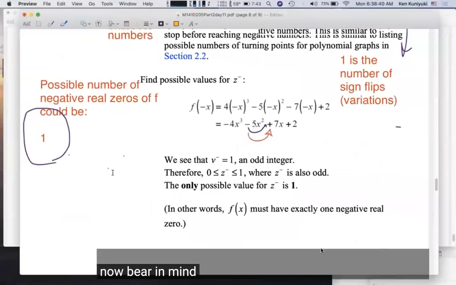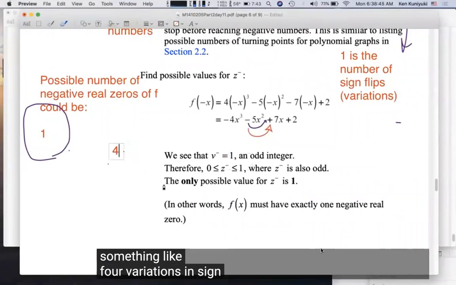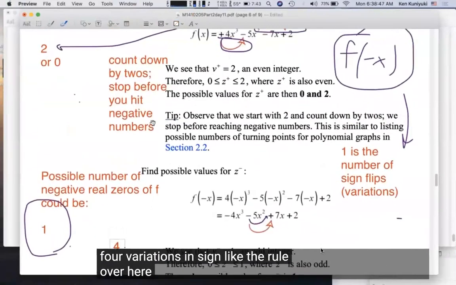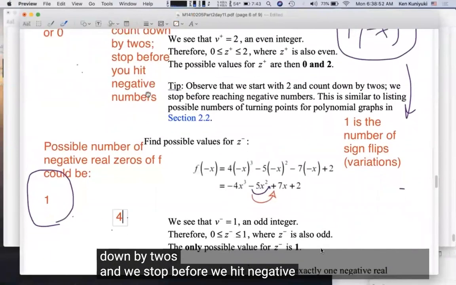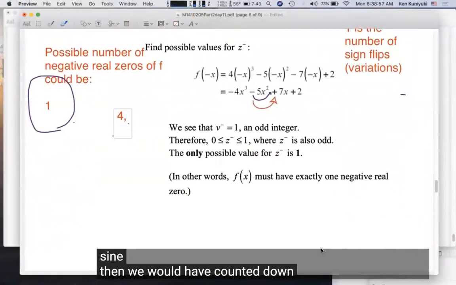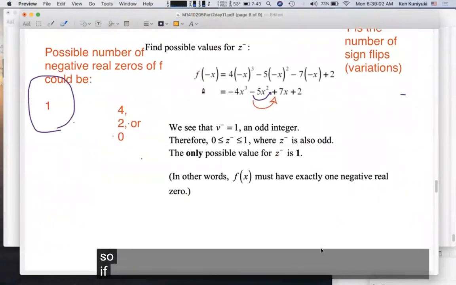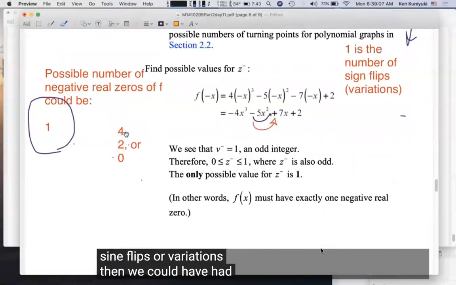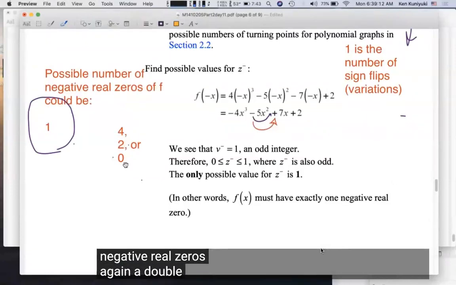Now bear in mind, what if we had gotten something like 4 variations in sign? Then, like the rule over here, we take that and we keep counting down by 2s, and we stop before we hit negative numbers. So if we had had 4 variations in sign, we would have counted down to 2, and then to 0, and we would stop there. So if f of opposite x ended up with 4 sign flips or variations, then we could have had 4, 2, or 0 negative real zeros. Again, a double 0 would count twice, a triple 0 would count 3 times, and so forth.